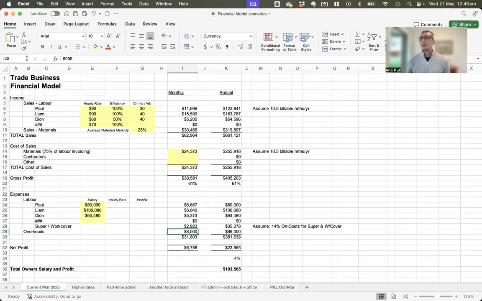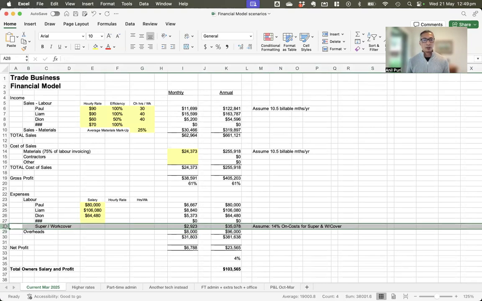Okay, so Roland's just asked a question here. Don't you need to include superannuation? Yeah, so super's in here as well in this one. I've assumed, very, very roughly, 12% super plus another 2% in this case for workers comp as a percentage of salary. So as you can see, this model is very high level, but hopefully it captures all the main components of a P&L or a business's financials.